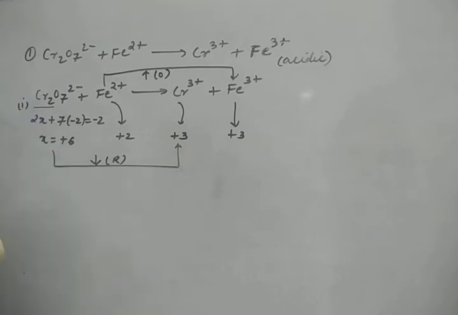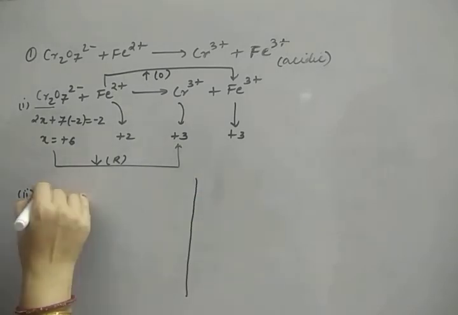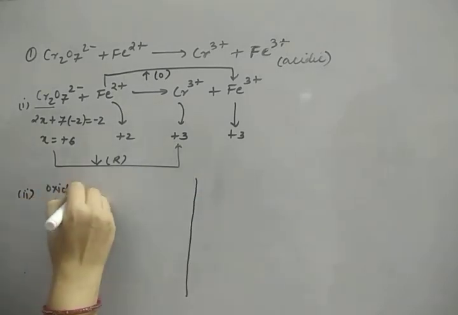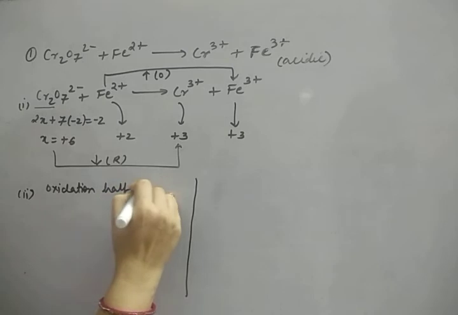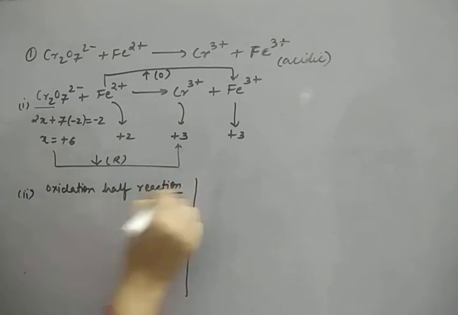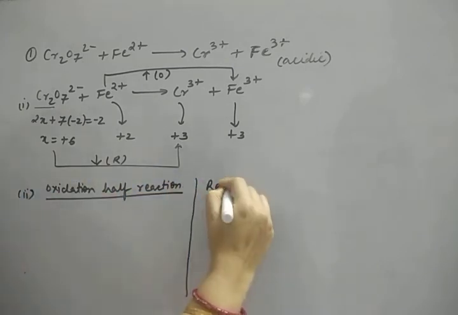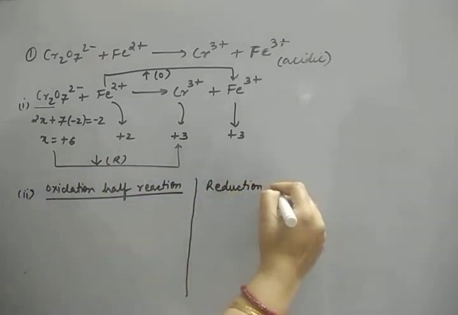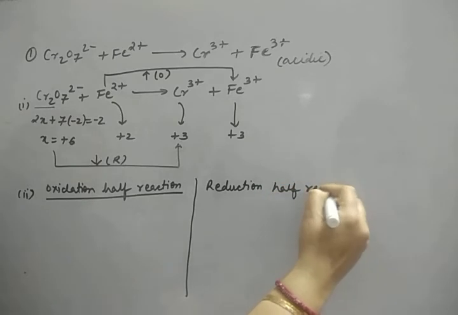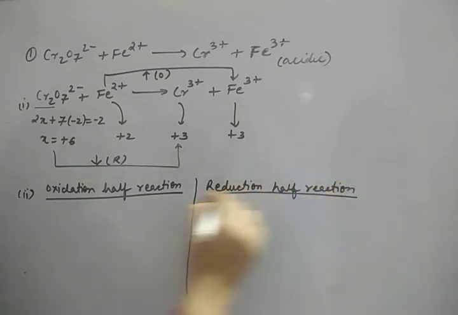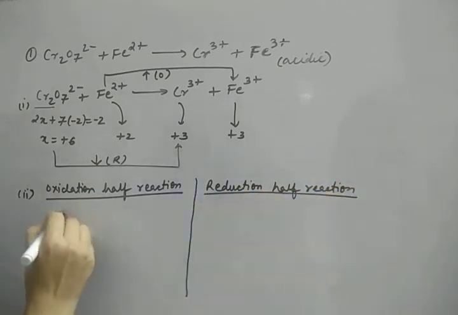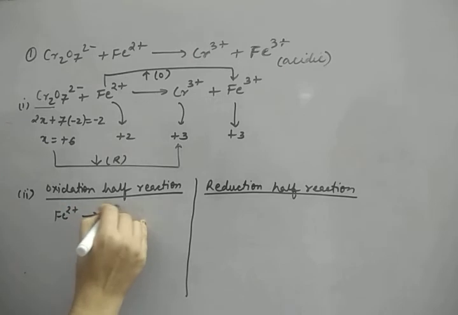Okay, so we have identified where it is oxidation and where it is reduction. This is the first step. Now the second step is different in the second method. Now we'll divide the equation into two parts. First we'll mention the oxidation half reaction, and then the reduction half reaction, and we'll balance them separately. So what is the oxidation half reaction? Fe2 plus gives Fe3 plus. This is the oxidation half reaction.